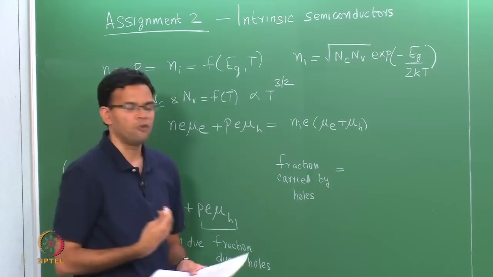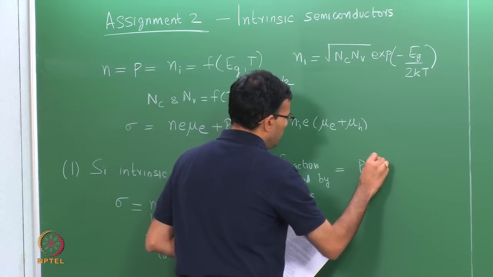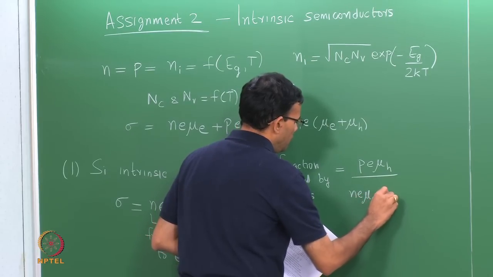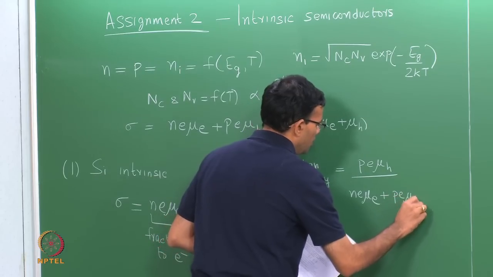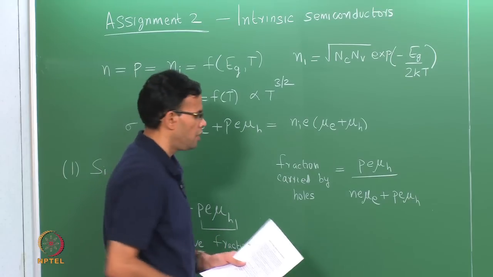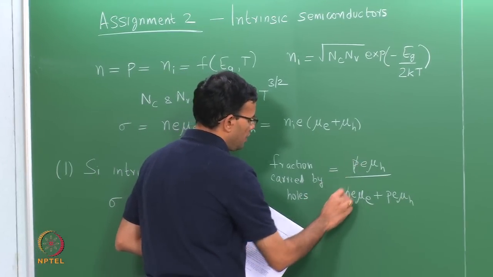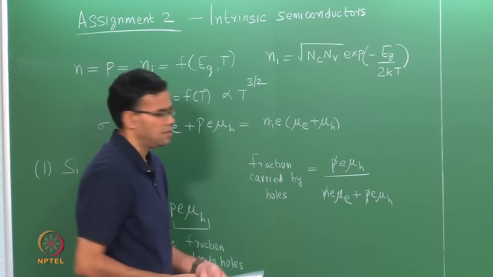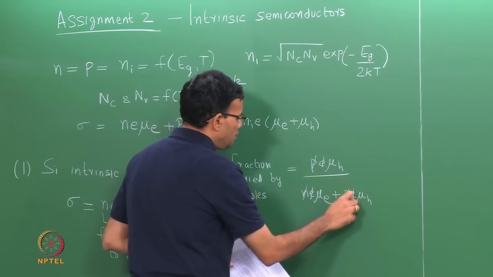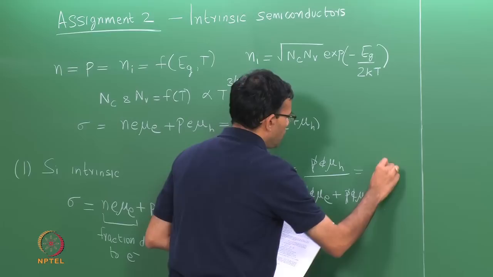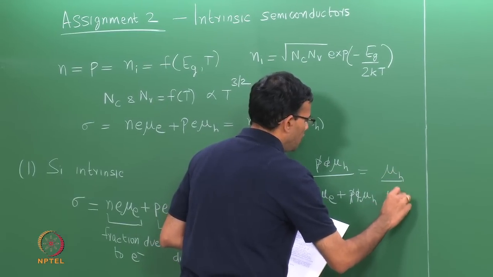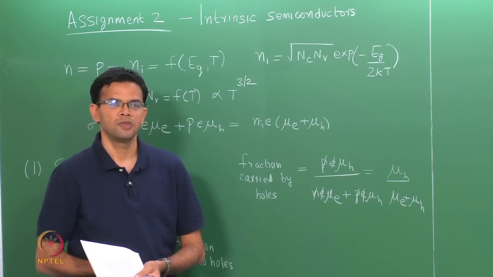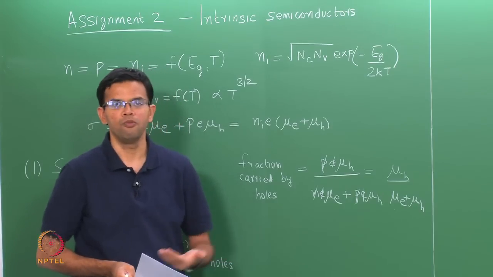we can write this in the form of a ratio. It is nothing but P e mu h divided by the total, that is N e mu e plus P e mu h. So, for an intrinsic semiconductor, N is equal to P is equal to Ni. So, these terms cancel, e will also cancel. So, this is nothing but mu h over mu e plus mu h. So, the fraction of current carried by holes is directly proportional to the hole mobility.